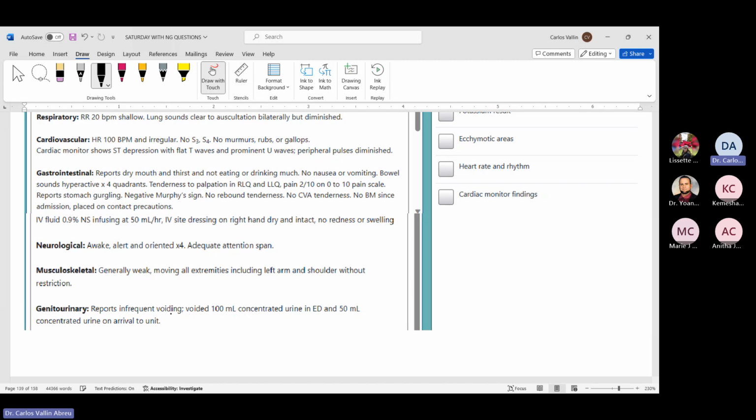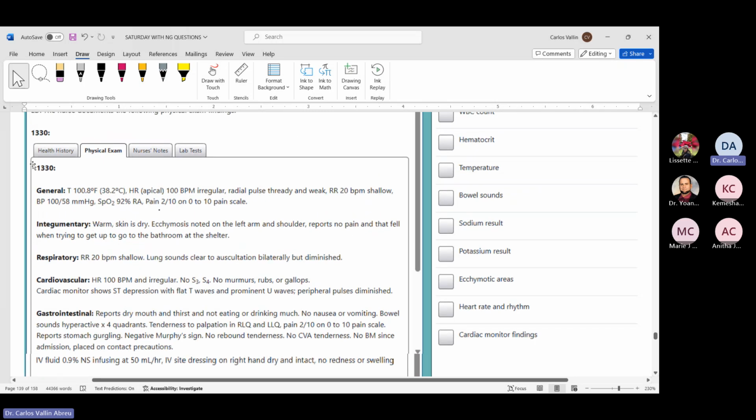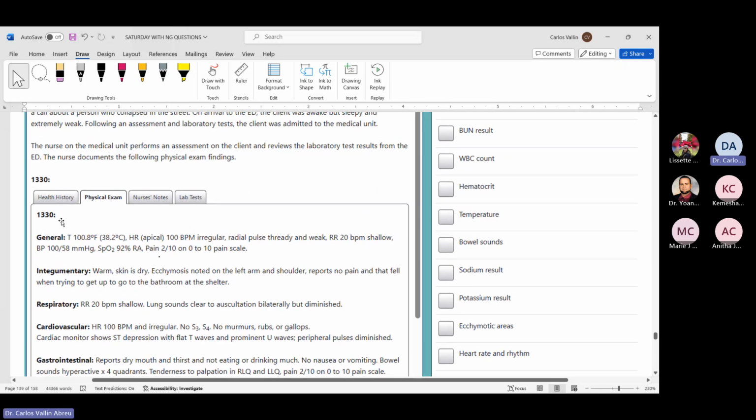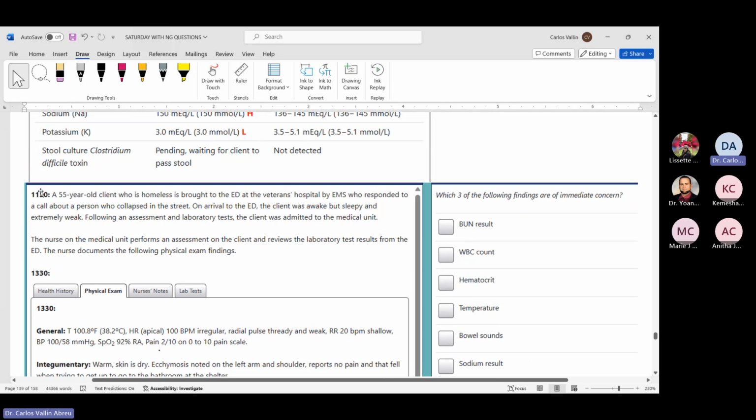Genitourinary: reports infrequent voiding. Oh, it is important because of the dehydration, no? But remember that the creatinine is normal, so the kidneys are still okay. Voided 100 milliliters concentrated urine. The urine is concentrated because it's producing antidiuretic hormone to compensate for the dehydration, to save water. In the ER, 50 milliliters of concentrated urine arrived to the unit. So it's 50, 50, this is 30, 30, 30, and arrive, yes, more than 1 hour.